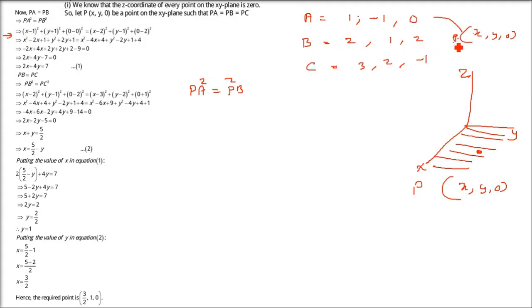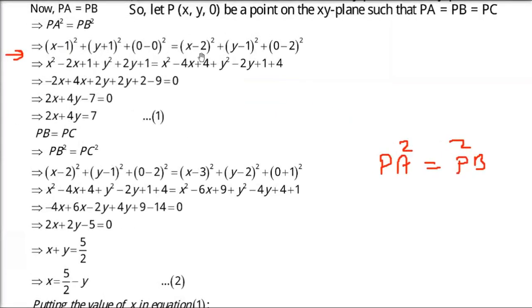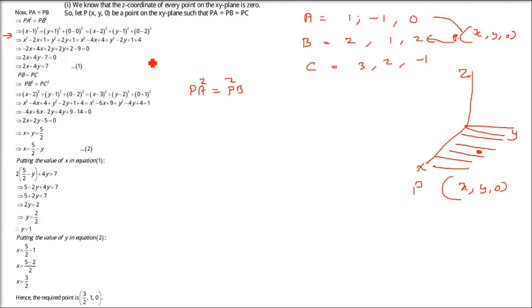Then you have PA, PB. So you equate PA with PB. Let me just expand it. When you open this, it will be an equation. I hope this is just the distance formula. I squared it because we don't want the root. And we have a linear equation.